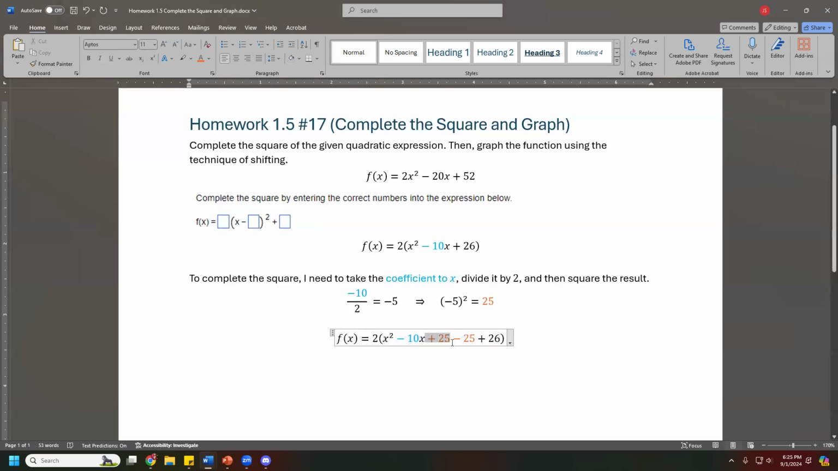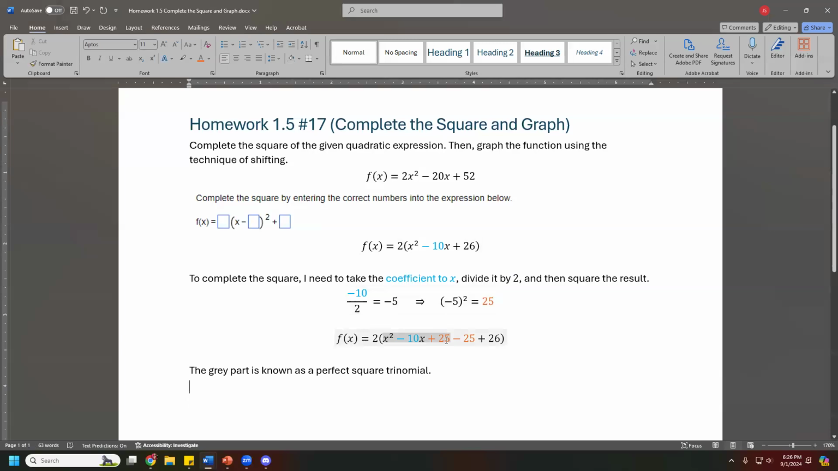Because if I give you $25 and then I take away $25, it's like I did nothing at all, right? So that's exactly the trick I'm using here. I need to add 25, but I can't do that for free, so I need to subtract 25 right away. Okay, and now this part right here, I'm going to highlight in gray. That part right there is what we call a perfect square trinomial. Essentially, you can factor this into a perfect square.